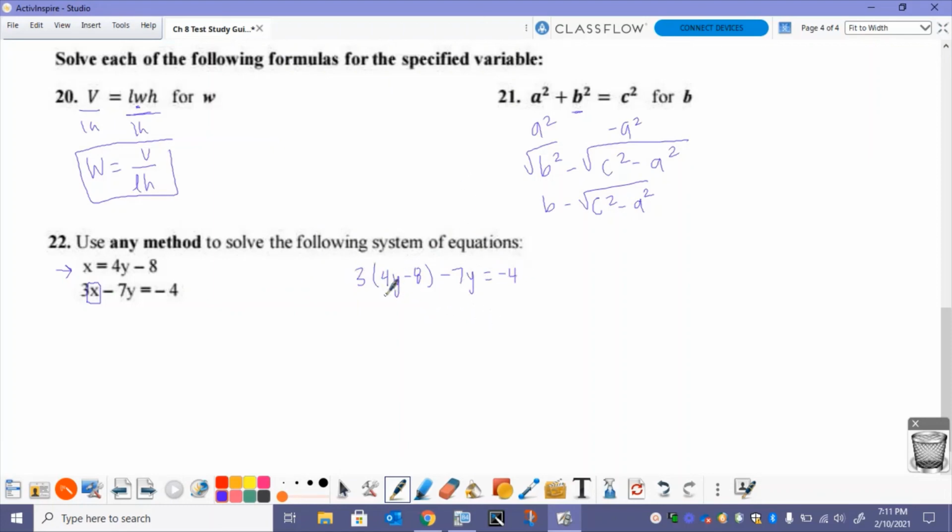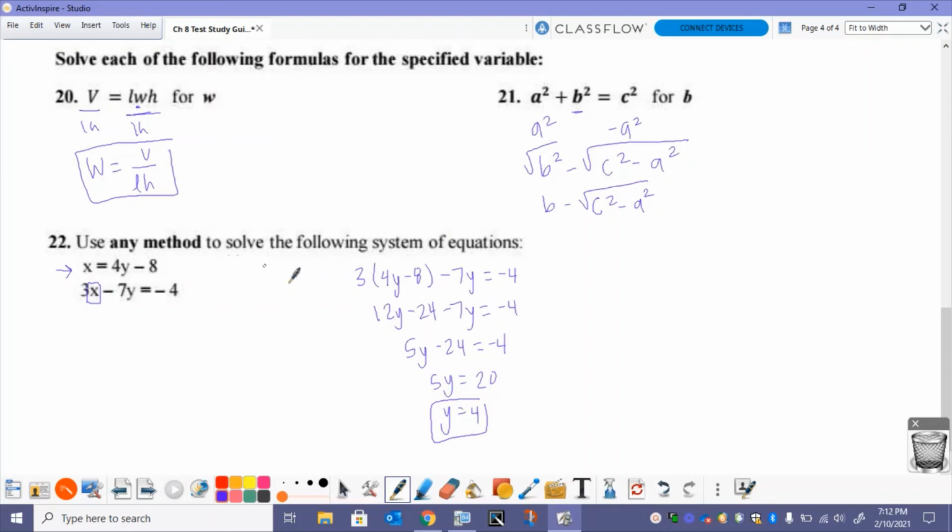Okay, so let's distribute this out. We get 12y minus 24 minus 7y, keep that, equals negative 4. Alright, so we can combine 12y and negative 7y, leaving us with 5y minus 24 equals negative 4. We're going to add 24. So we have 5y equals 20. And then we divide by 5. 20 divided by 5 gives us 4. So y equals 4.